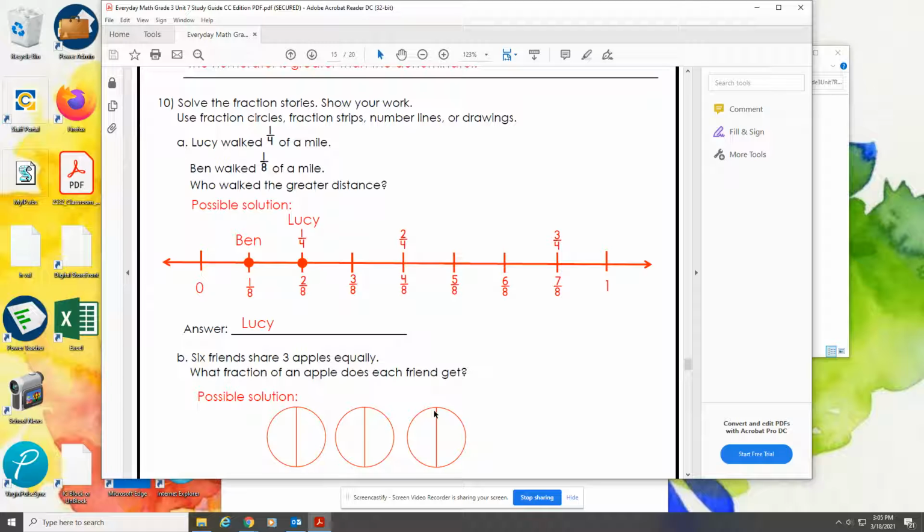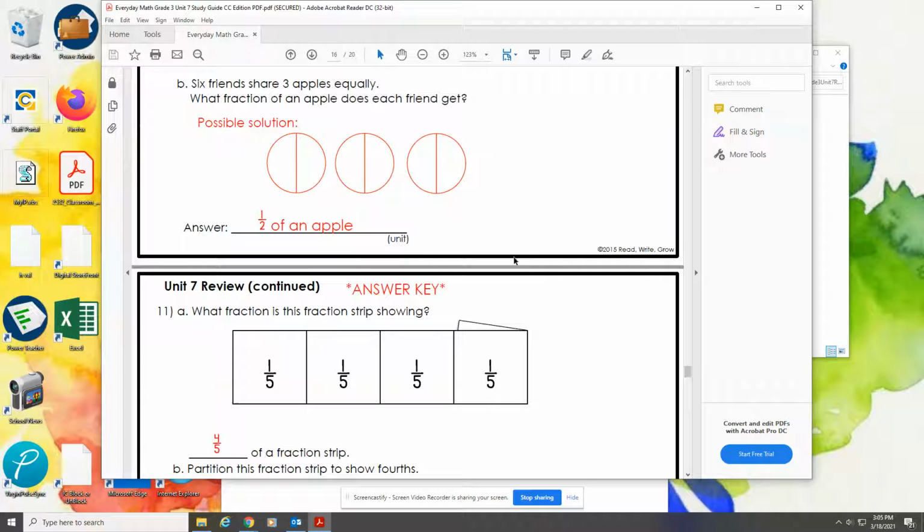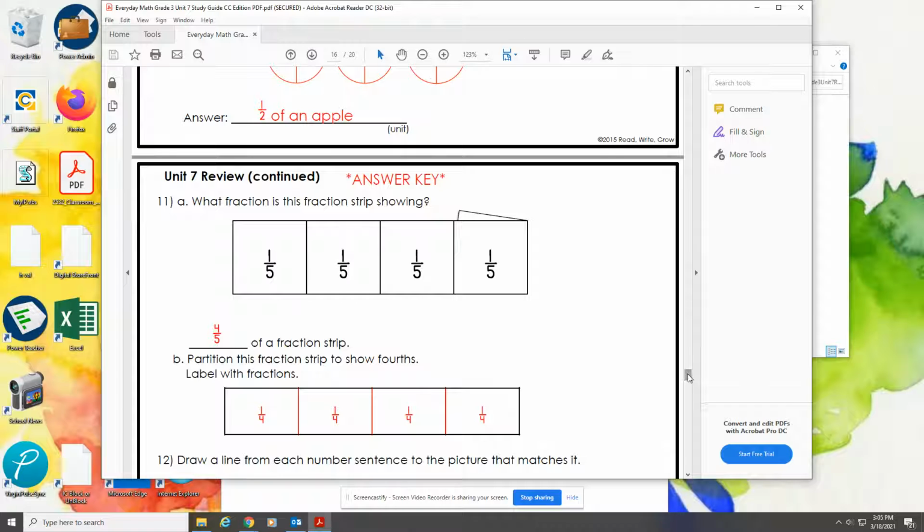Now, 6 friends share 3 apples equally. What fraction of an apple does each friend get? Here's a possible solution. If I draw circles, fraction circles for the apples, 1, 2, 3. And then if I divide them in half, and there's 6 friends, each one gets a half. Here's one friend, 3 friend, 4 friend, 5 friend, and 6 friend. So each one's going to get exactly half of an apple. What fraction is the fraction strip showing?